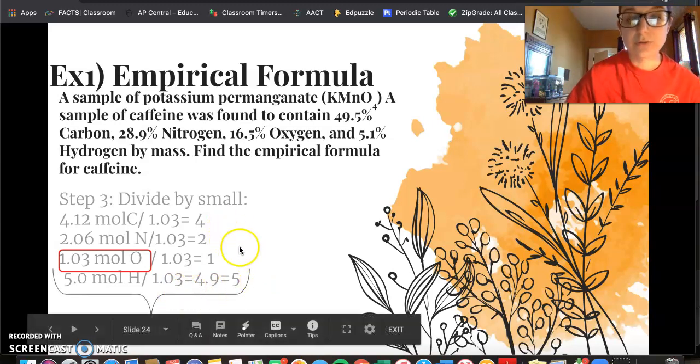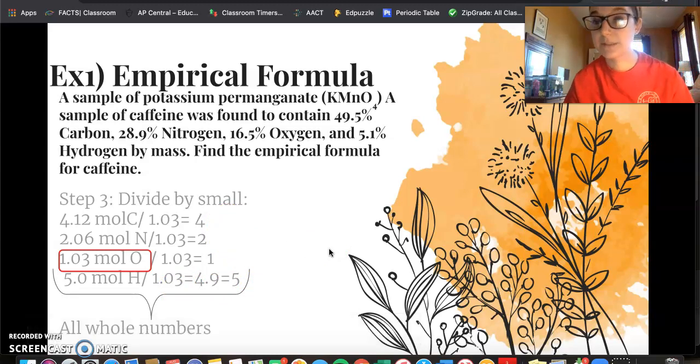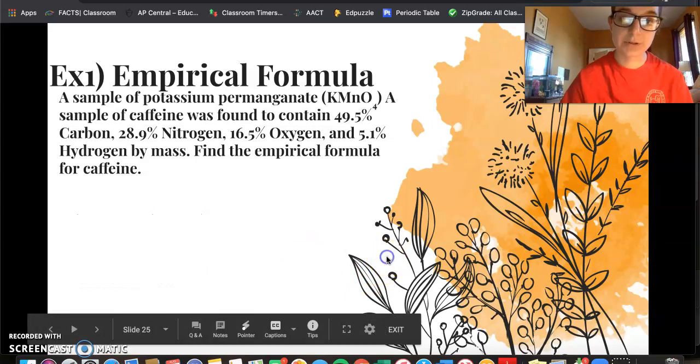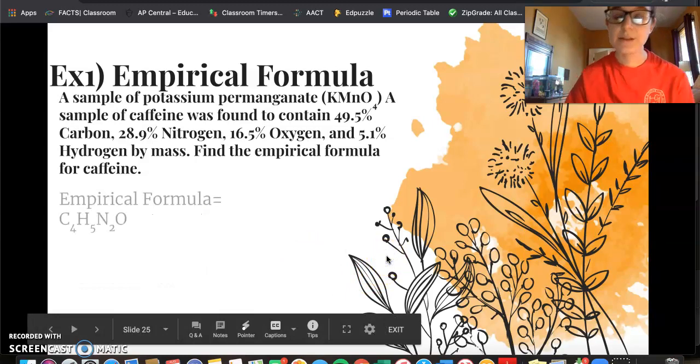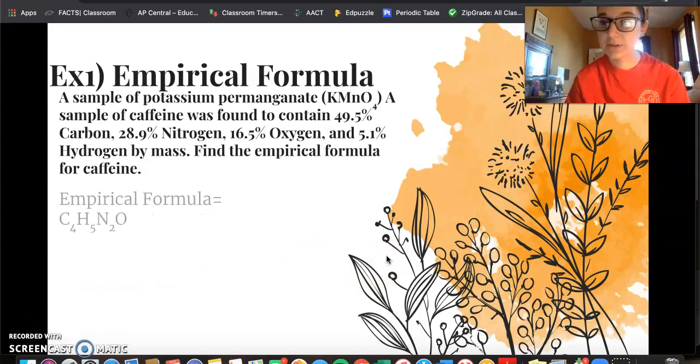These are all whole numbers, so we do not need to times to whole. That part has been taken care of because these are all whole numbers. So then we just apply those numbers to the elements that they correspond to get the empirical formula, C4H5N2O.